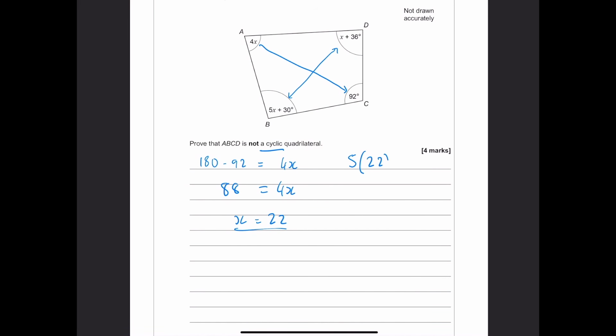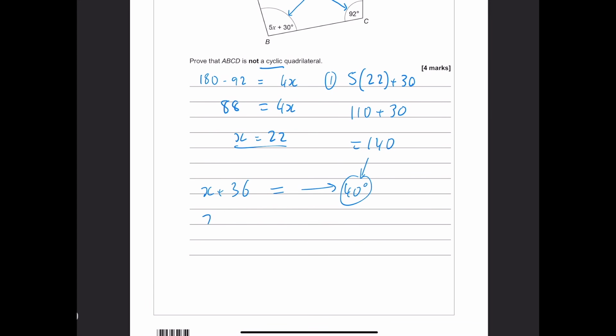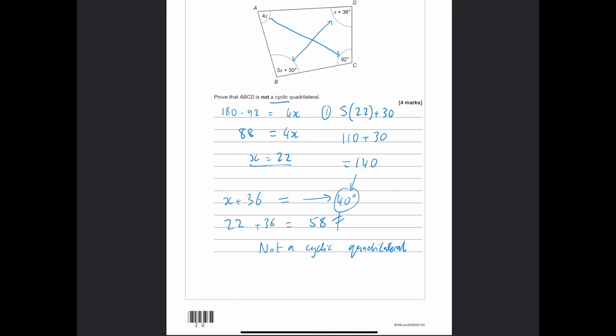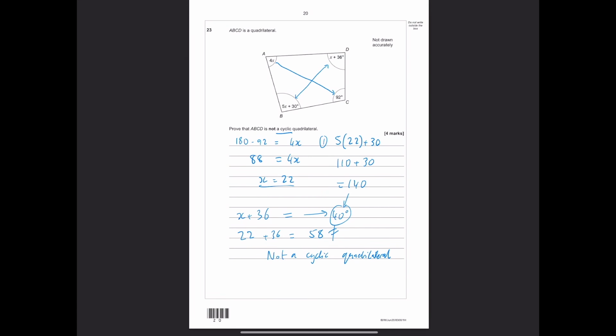So 5 lots of 22 plus 30 is going to be equal to 110 add 30, which equals 140. So in theory, 180 minus that should equal 40. So does x plus 36 equal 40? Well, we know x is 22. Adding 36 to that equals 58, which does not equal 40, so therefore not a cyclic quadrilateral. Again, at the start, it might be worth making a note that cyclic quadrilaterals, the opposite angles add up to 180. I know I didn't put that, but that's just to save time. But I would recommend putting that if you want to in the exam as well.